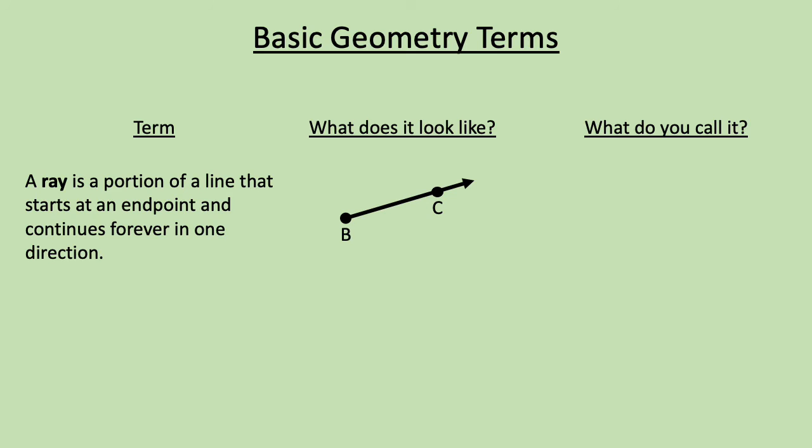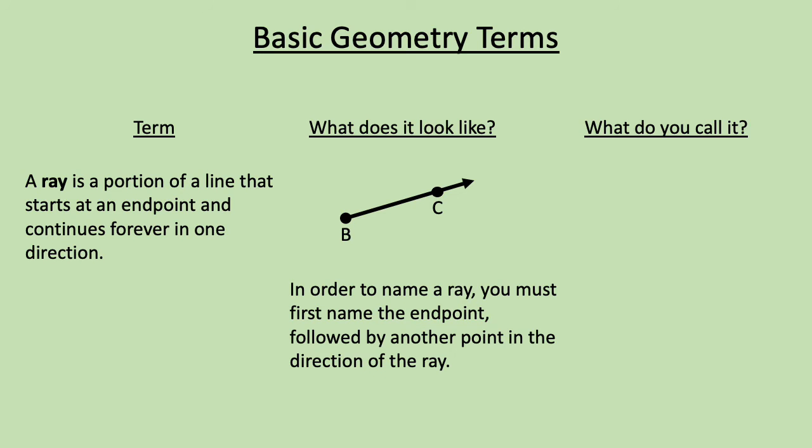A ray is a portion of a line that starts at an endpoint and continues forever in one direction. In order to name a ray, you must first name the endpoint, followed by another point in the direction of the ray. For the figure shown, the correct way to refer to it would be ray BC, or with the symbol of a ray on top of the 2 letters, which would also be pronounced ray BC. That's the most common way that you're going to see it written.